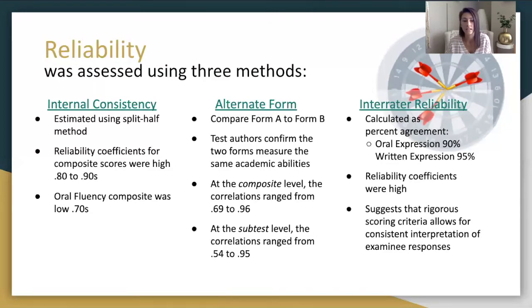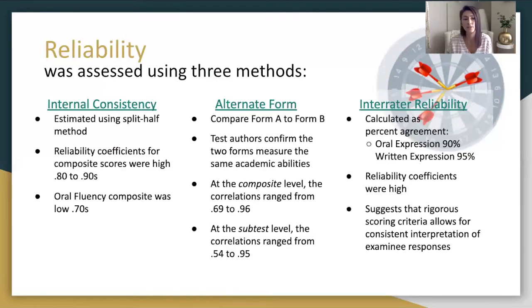When they did this, the correlations range from 0.69 to 0.96. And again, we want that number to be as close to 1 as possible to indicate a pretty high reliability. So at the subtest level, it was from 0.5 to 0.9, which still indicates pretty high reliability.